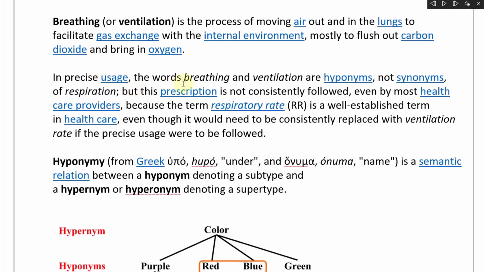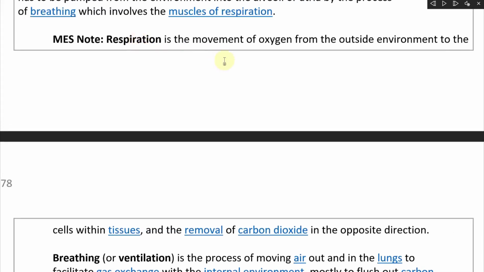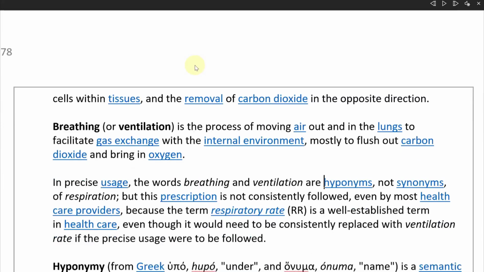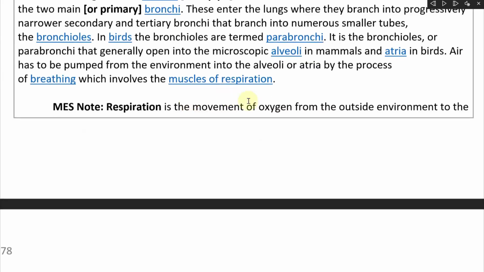In precise usage, the words breathing and ventilation are hyponyms, not synonyms of respiration. So this does not mean the same thing as respiration. Respiration is getting oxygen in and CO2 out. Breathing is getting air out and in the lungs. So breathing in air, and air has oxygen, so that's the mechanism of bringing oxygen in, and respiration is the actual intake of the oxygen.